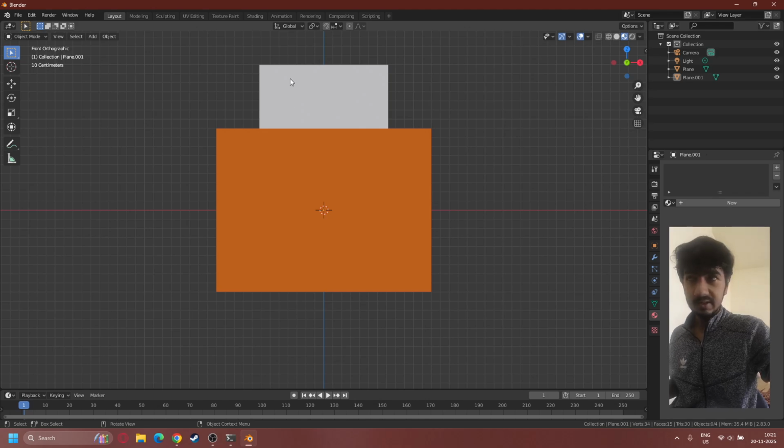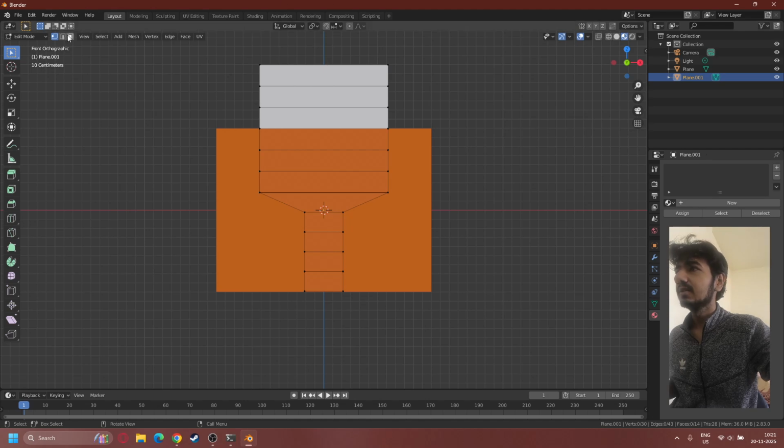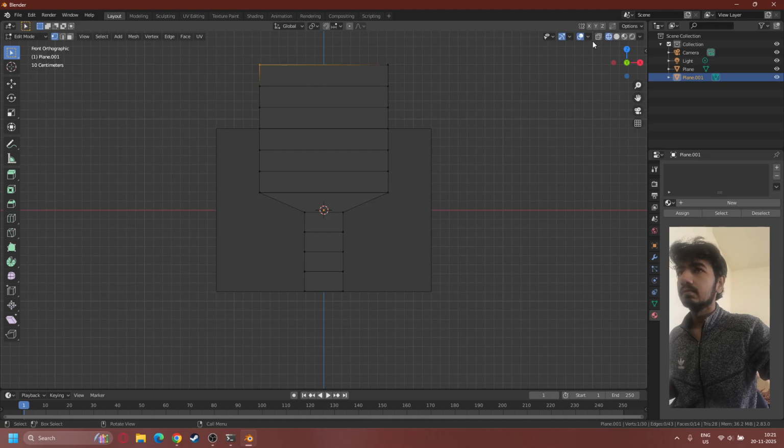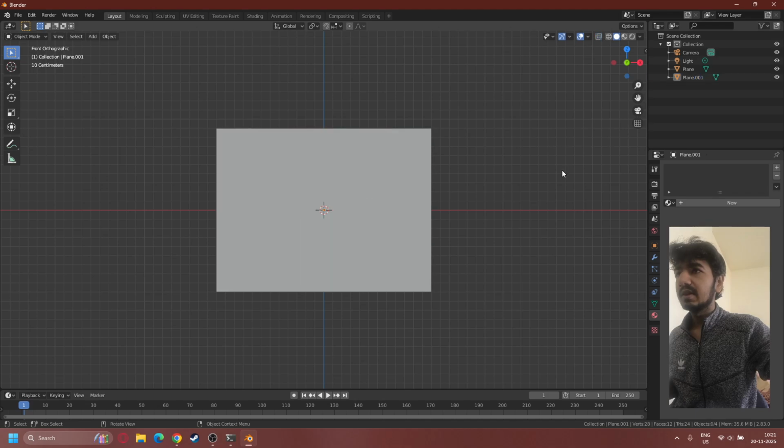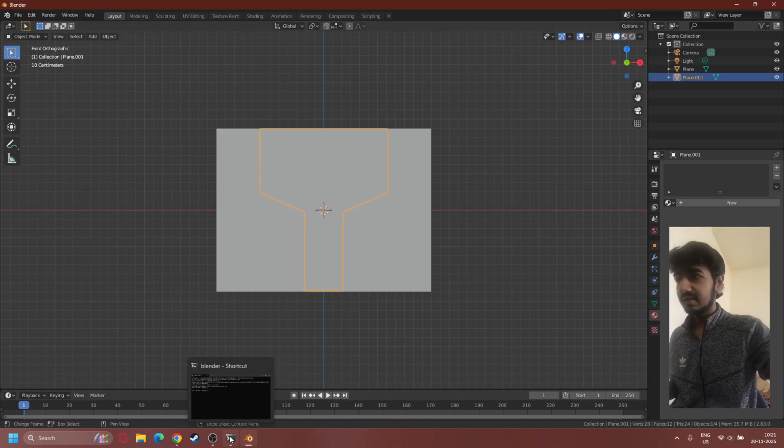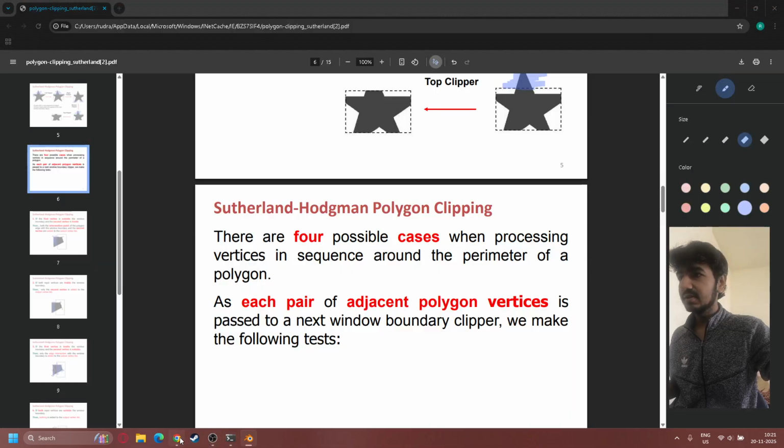Now coming to the final step, which is the top, LRBT: left, right, bottom and top. So over here this extra part is outside the clipping window, so I'll just tab in and remove it as well. These are the extra vertices, so I'll remove them. And coming here, you can see this is the polygon, the yellow highlighted region, and it is inside the clipping window successfully. So that's just how this algorithm works.